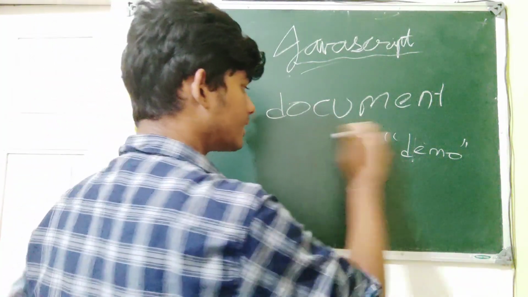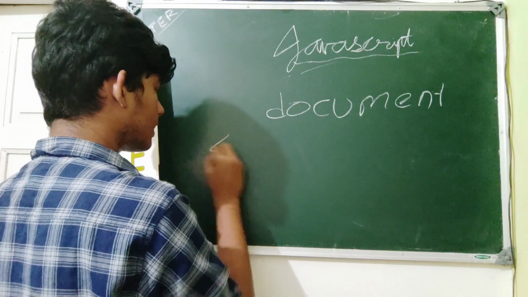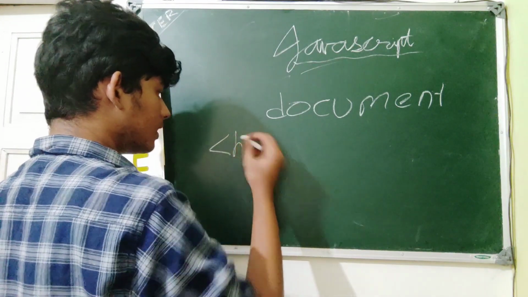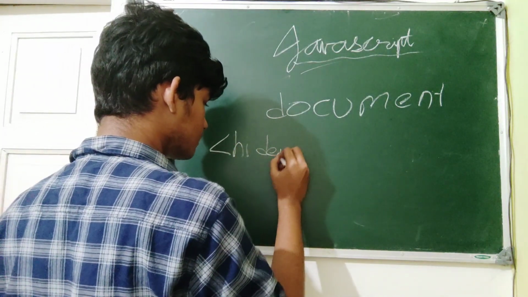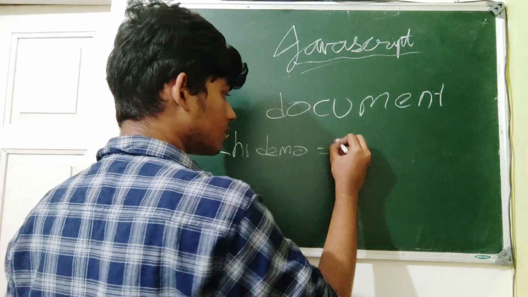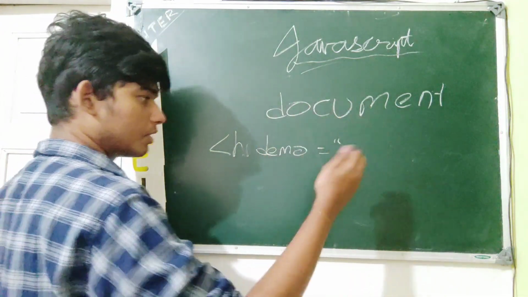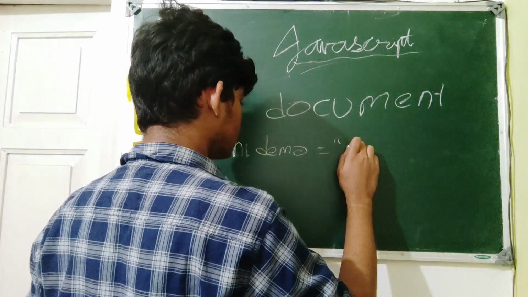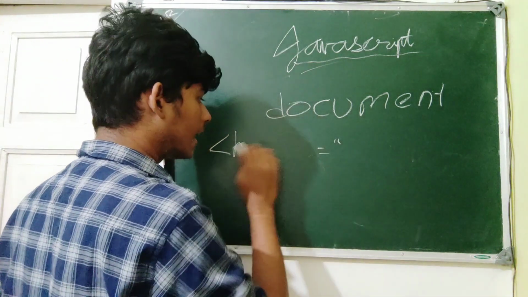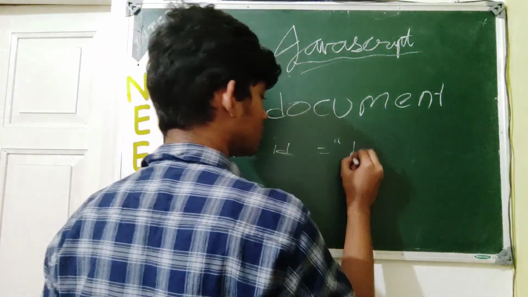So now let us write this again. Let us assume you're writing code. So h1, let us write demo is equal to, in brackets. You need to write ID over here is equal to demo.